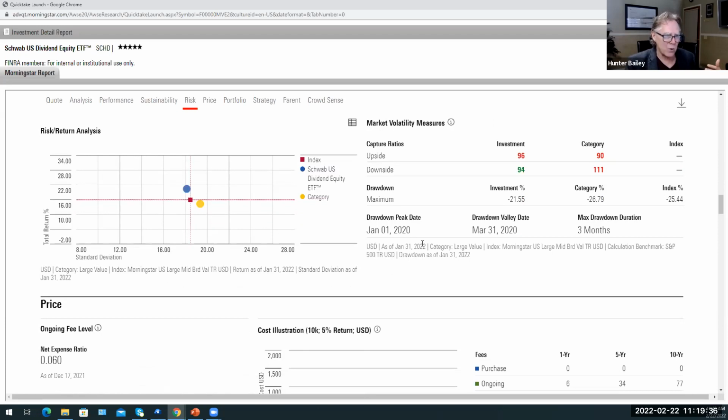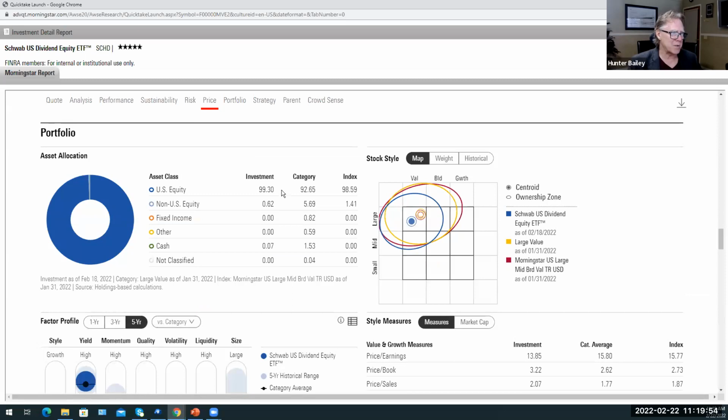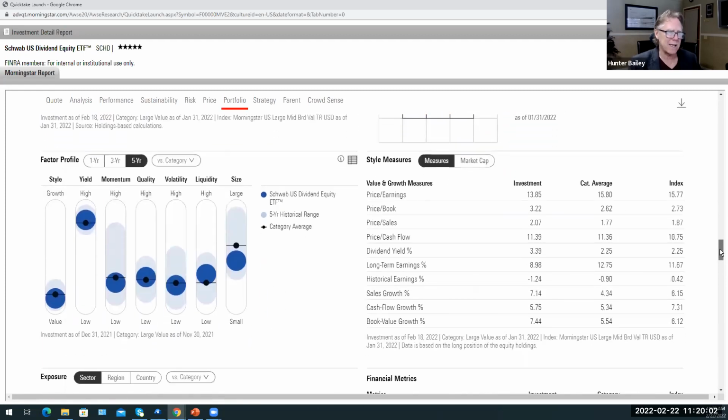Well, between January 1 and March 31, this fund dropped 21%. Ouch. But the index was down 25 because the stocks in this fund are not as techy or not as momentumous, if that's a word. 99% US stocks, and they're all large cap value. So we know that we don't have growth stocks in it, and we're just lucky right now.